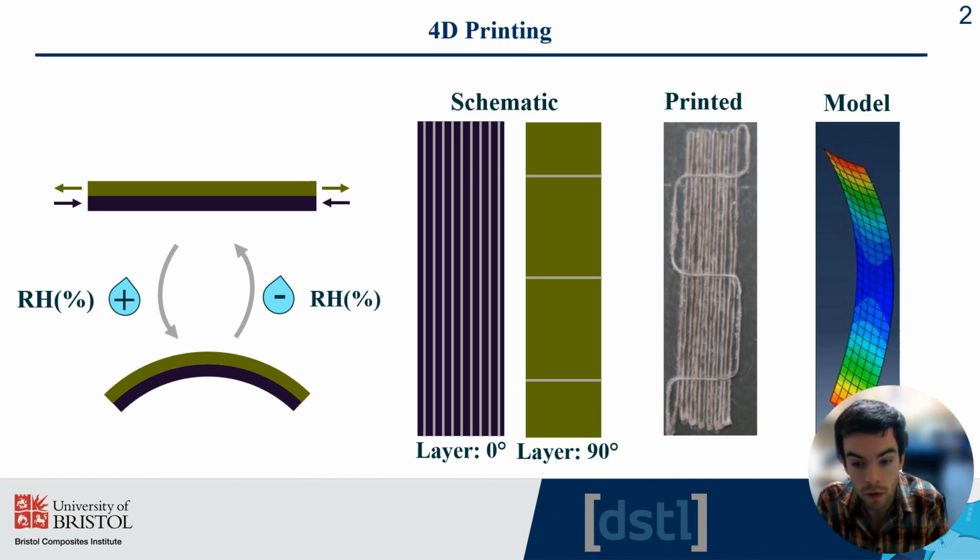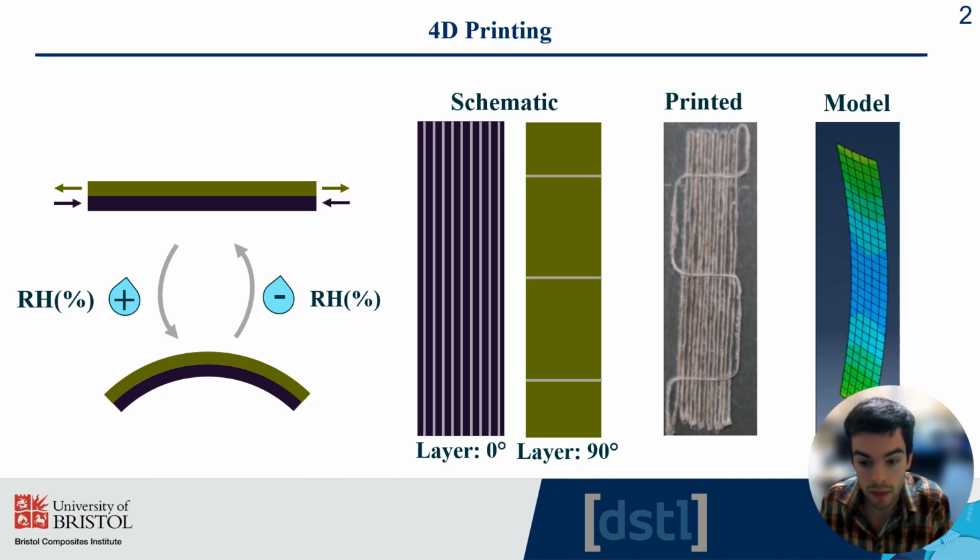So basically you have different orientations of fibers between the different layers. This creates different moisture expansion in the different directions and therefore bending through the thickness. You can see on the schematic 0 and 90 degrees layers of flax fiber composites, which then create a bending actuation, as is proposed in the video at the end of the slide.